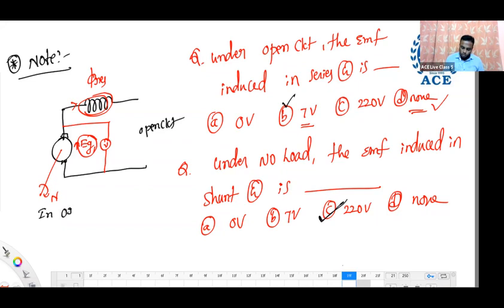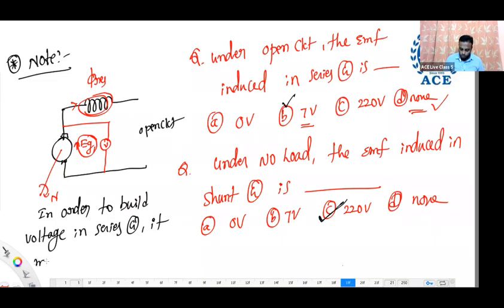In order to build voltage in a series generator, it must be connected to a load which is variable.